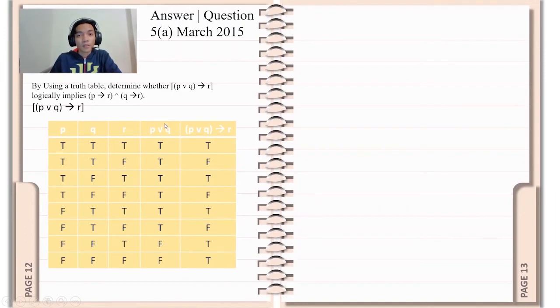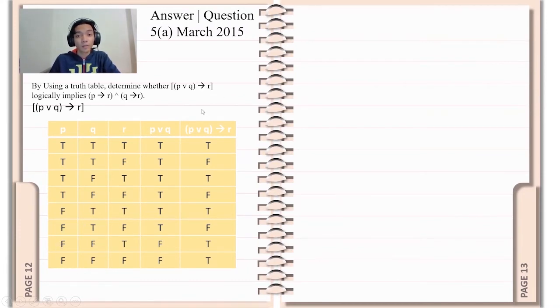For disjunction, the truth value is false only if both of the statements are false, otherwise it is true. Since P and Q are true, we get true. And then true also, the same as previous. The next values are true because the truth value for P is true. We get true, and then true also. And then true, true. However, for the last two, we get false because both of the statements are false.